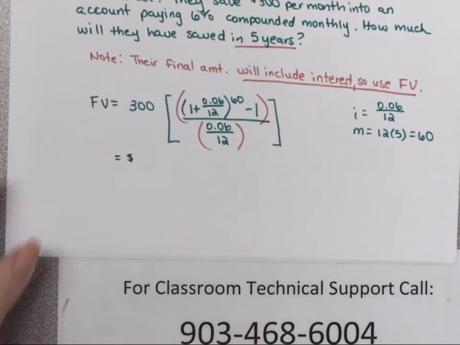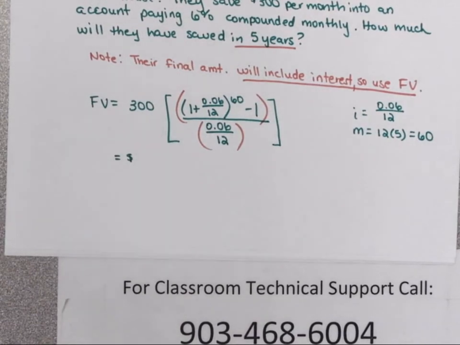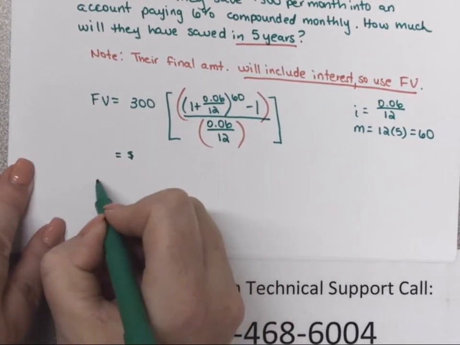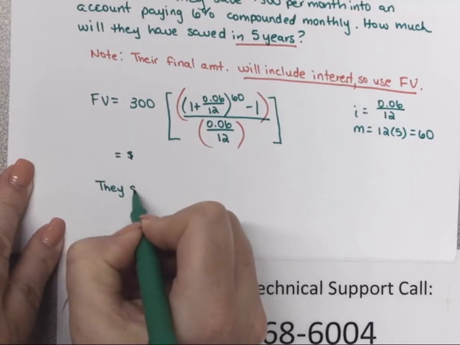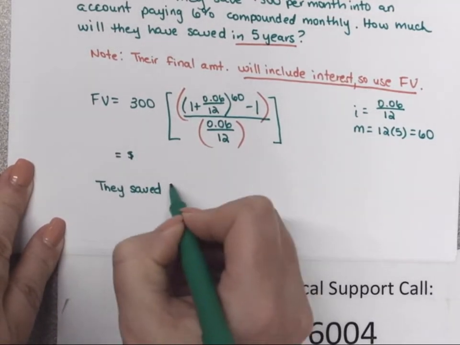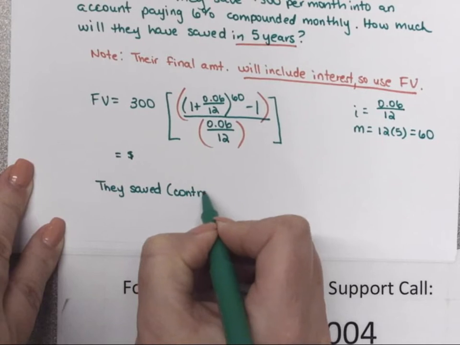Okay, so let's put a hold on that. We'll figure that out in a minute. Okay, so leave a blank there. But then I want to talk about a comparison quantity. So let's talk about how much they actually saved. We mentioned it before.